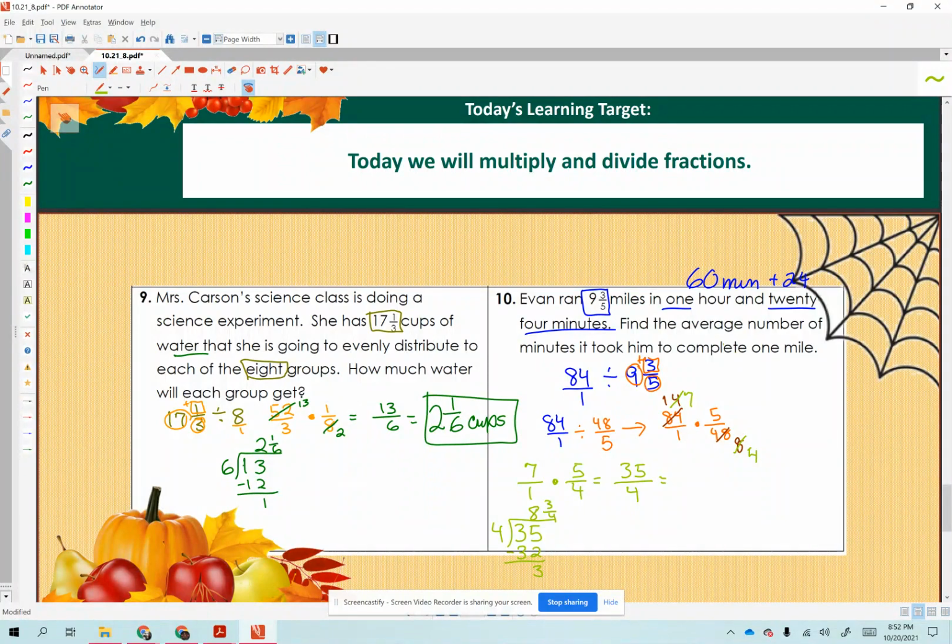So the average number of minutes it took him to complete 1 mile is 8 3/4 minutes. And that's to complete 1 mile. So good job. You worked very hard today. I'm proud of you. All I can say is they get easier as you practice, practice, practice. And as you've seen, you have to read these applications very carefully because sometimes they involve making conversions that you didn't notice the first time you read it.